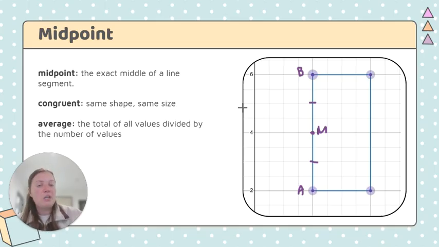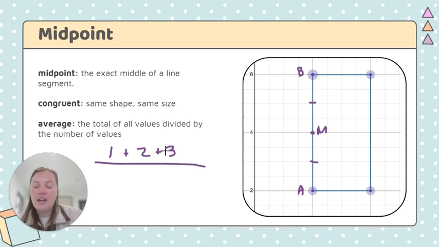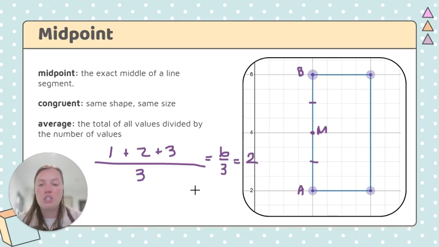Something else that we need to make sure we understand is what an average is. So the average is taking a bunch of values like 1 plus 2 plus 3, adding them together and then dividing them by the number of values that we have. So we have 1, 2, 3 values, so we're going to divide it by 3. So 1 plus 2 plus 3 is 6, and we divide that by 3. So the average number here in this case is going to be 2.